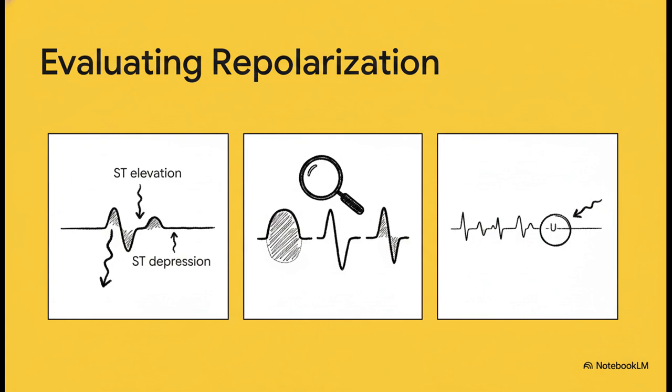Evaluating repolarization follows a very strict sequence. First, you analyze the ST segment. Is it elevated? Is it depressed? Any deviation from that flat baseline can signal acute myocardial injury. Then, you assess the T wave.